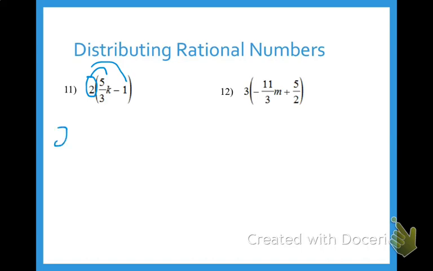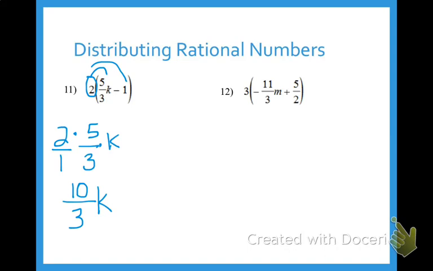2 times 5 over 3k. Well, I know that the k is not going to change. There's actually another multiplication sign there, so I'm going to focus on the values, focus on the numbers themselves, the coefficient and the constant. And I remember that when multiplying fractions, I do not have to have a common denominator, so that's nice. I can just multiply straight across. 2 times 5 is 10. 3 times 1 is 3. And I keep my variable k with that term. For today, you can leave it improper, so I'm going to leave it as 10 over 3k.